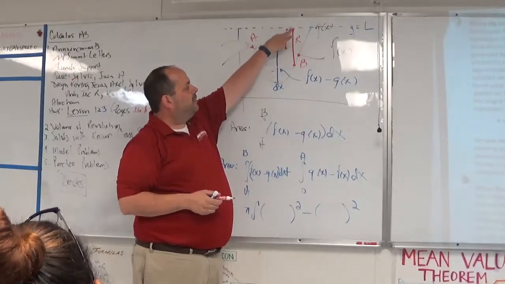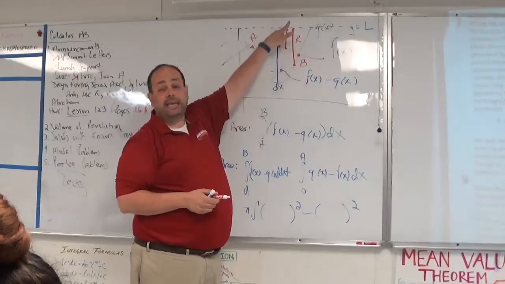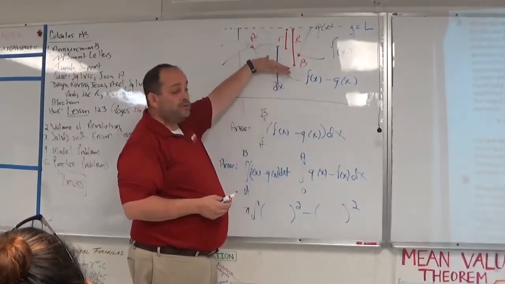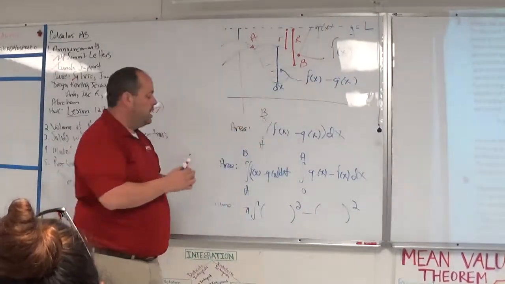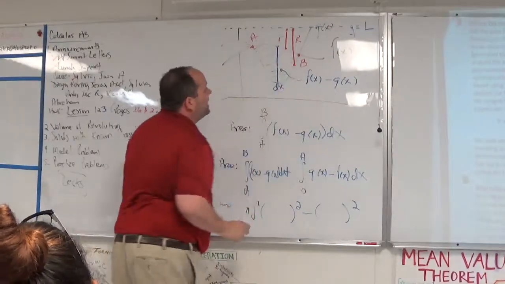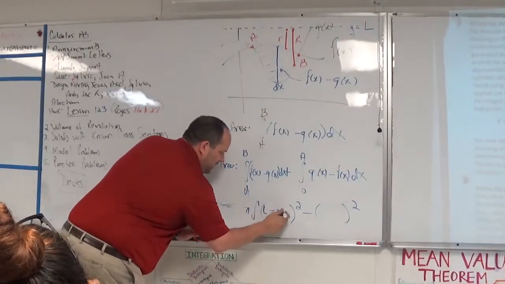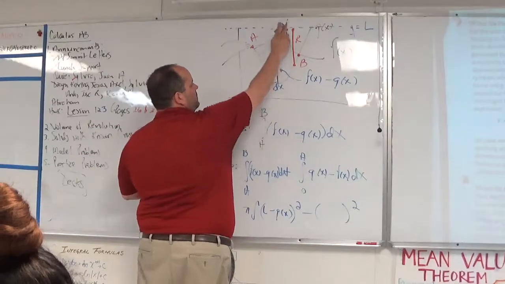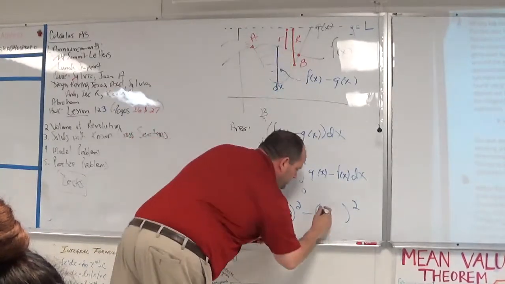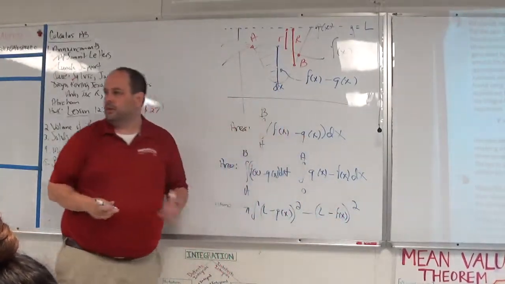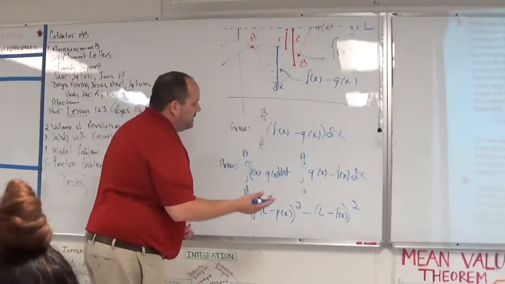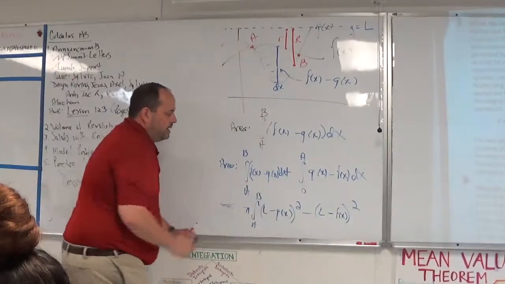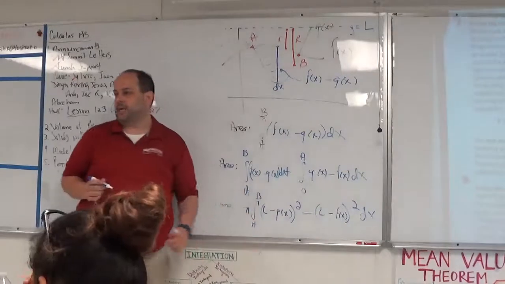L minus g of x. Top minus bottom still. Length in geometry is top minus bottom, or if the rectangles went this way, right minus left. So the radius is L minus g of x, the whole thing squared. Small radius, we go from L to f of x. So L minus f of x, the whole thing squared. And limits of integration? A to b. And we're going to integrate with respect to x.